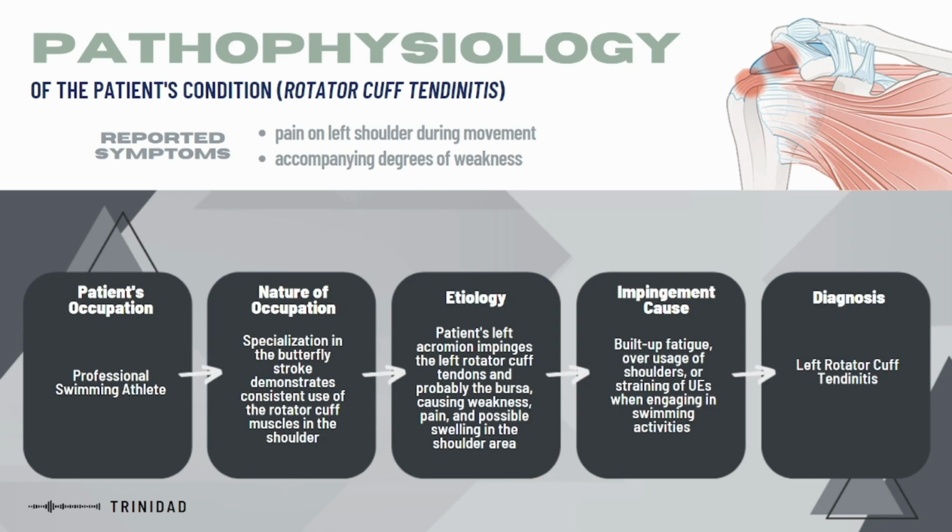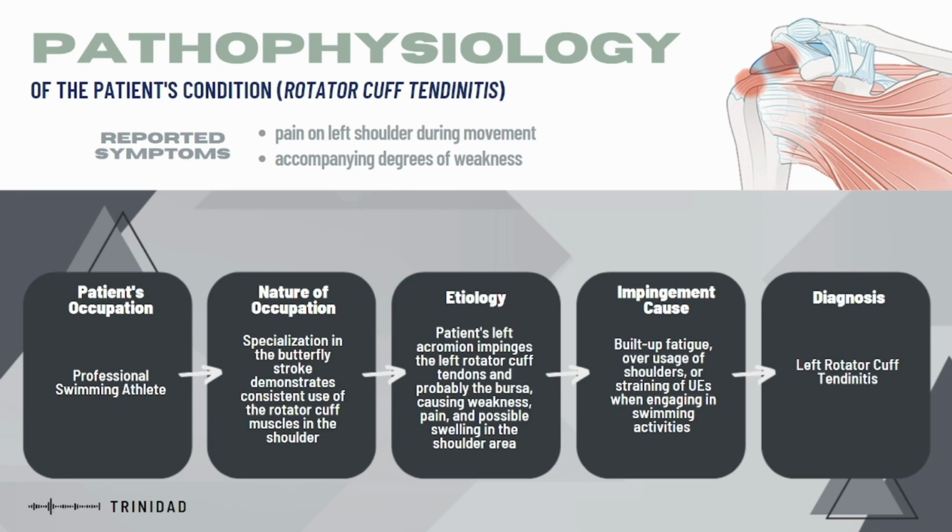The patient is a sports athlete who specializes in swimming the butterfly stroke. From this, we can infer the consistent use of her shoulder muscles, specifically the rotator cuffs, when it comes to training and competitive scenarios. The patient reports clinical manifestations of pain on her left shoulder during movement, also accompanied by some degree of weakness, presumably from built-up fatigue or the overuse of the patient's rotator cuff when engaging in swimming activities.